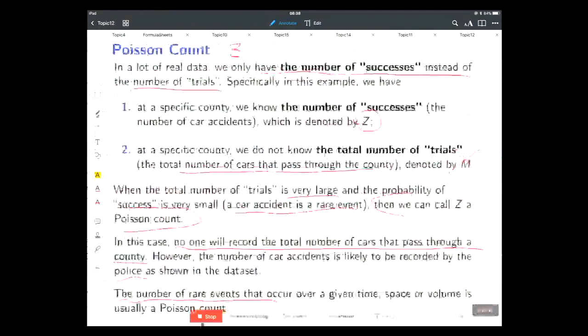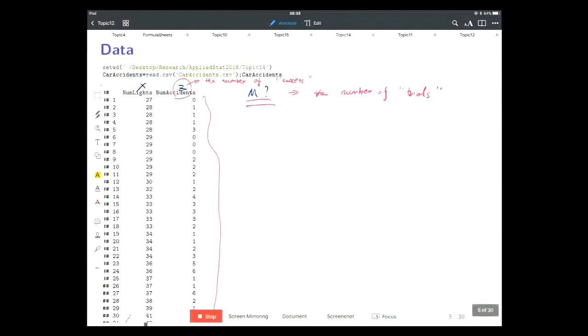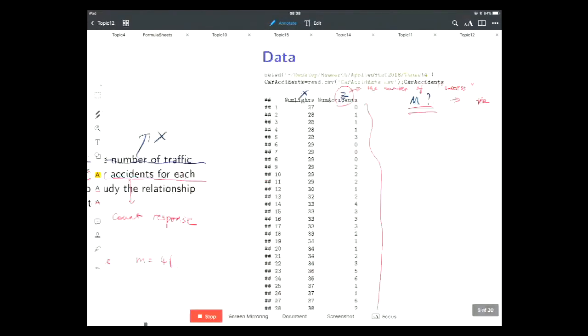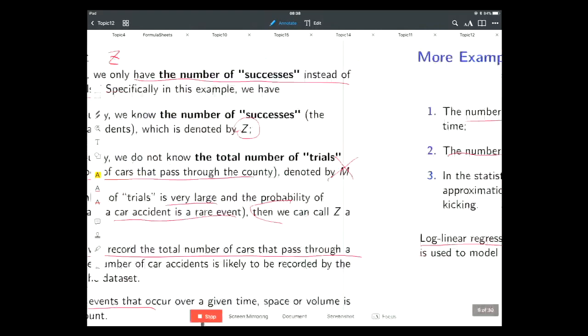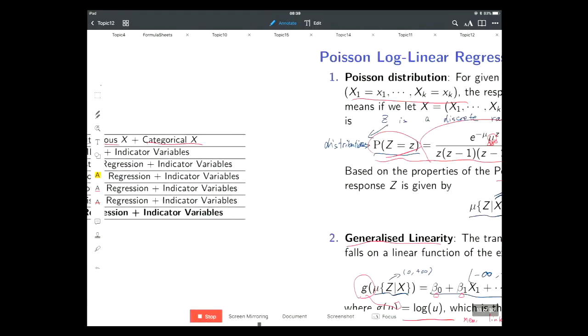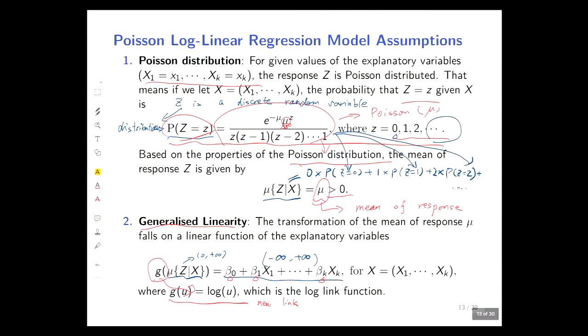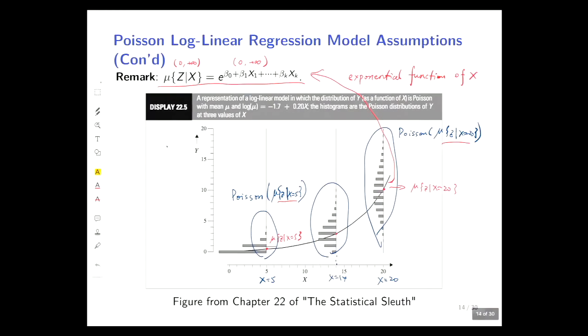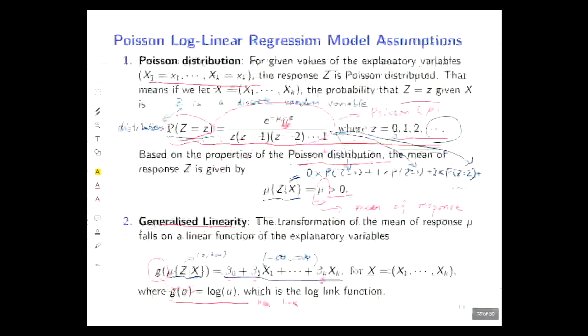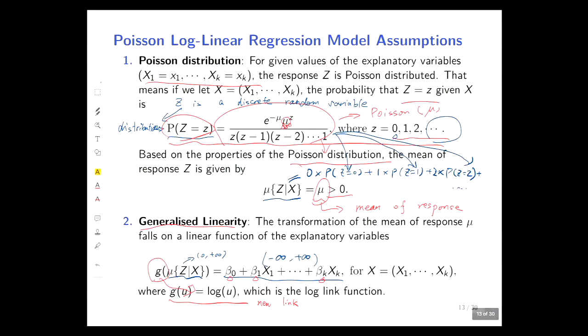So if you still remember our model, our model has 3 assumptions. The first assumption is the Poisson distribution, the second is the generalized linearity assumption, and the third is the independence assumption. Here, I think the first assumption specifies the probability, right? So here we have the probability of Z given small z.